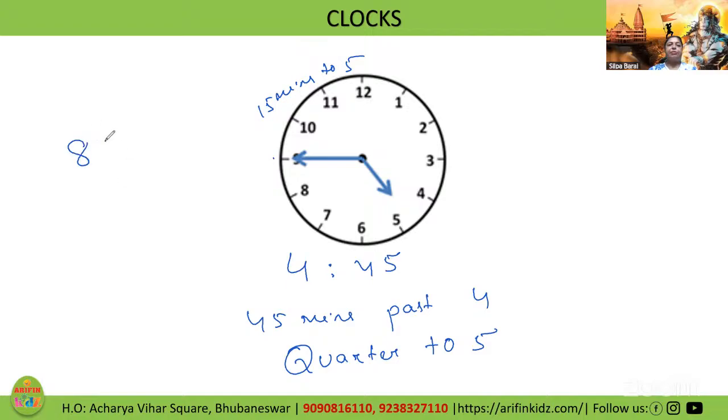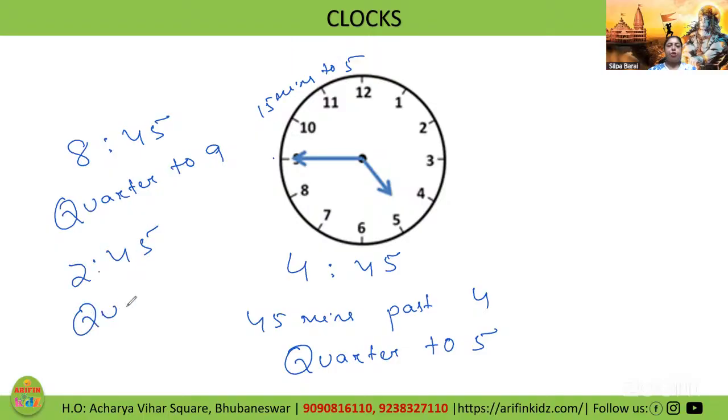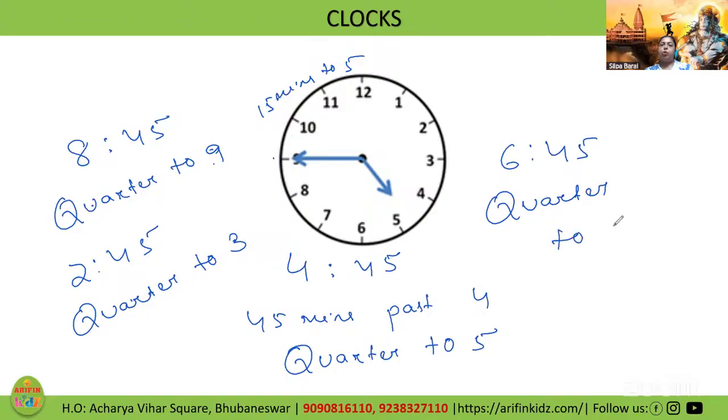Suppose I tell you 8:45. What will you say, beta? Quarter to 9. Okay, if I give you 2:45, you will say what? Quarter to 3. Quarter to 3 means 15 minutes to 3 o'clock. 15 more minutes to 3 o'clock, right? Now suppose I'm giving you 6:45. Always remember, quarter to 7. I hope it is clear.